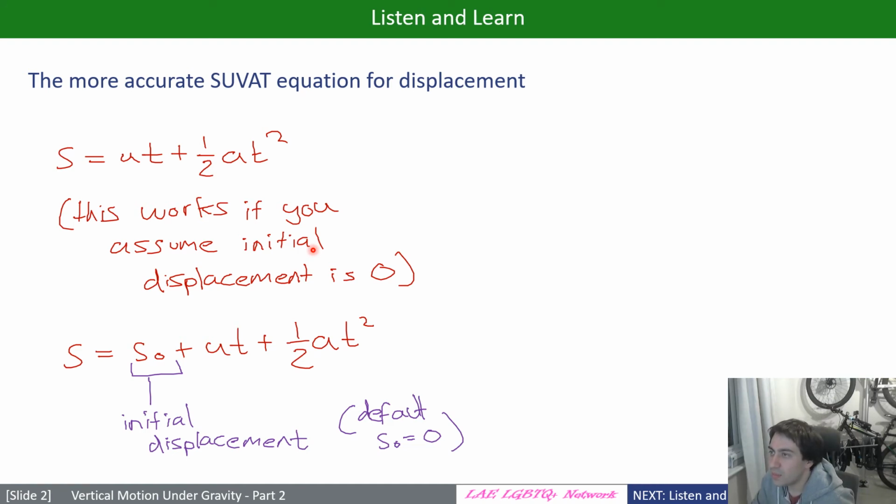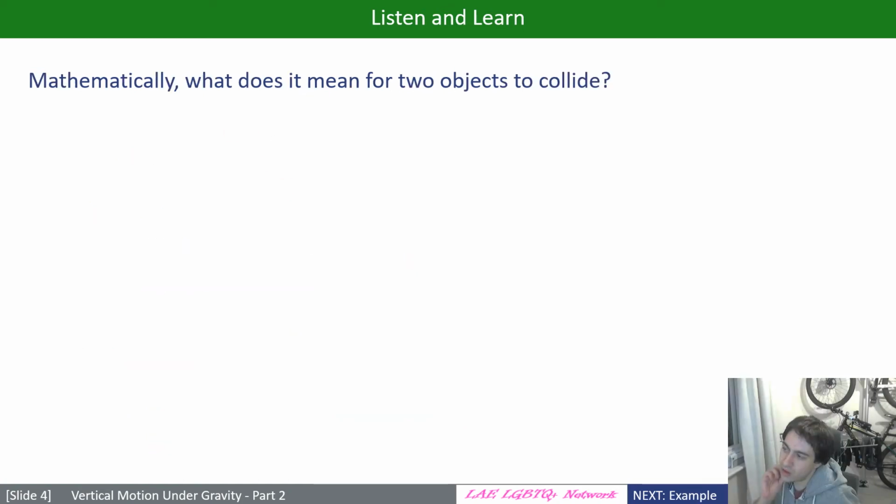Okay, so now that we've got that, I think we're just about ready to tackle the example. One last thing I want to mention before we do. Okay, mathematically, what does it mean for two objects to collide? Here's my question. If two things hit each other, what does that actually mean? What's the definition of two things hitting each other? So have a think about that.